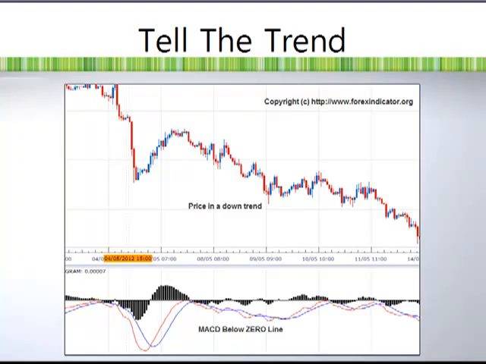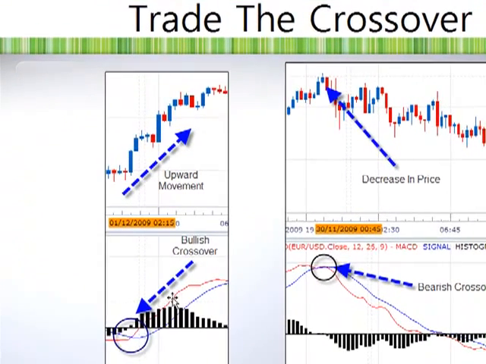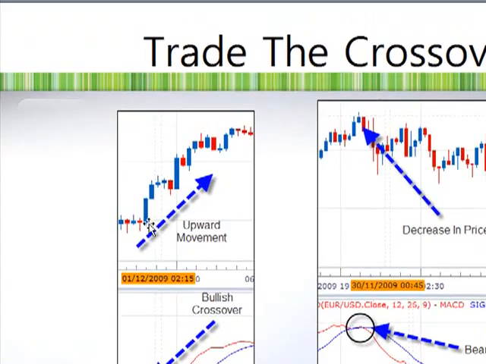Besides telling the trend, we could trade the MACD crossover. You can see here, with the MACD two lines, when the red line crosses above the blue line, it's called a bullish crossover. From this, it's telling us that the price is going to move up. You can see that after the crossover, the price starts to move up further and further. Simply from this, you can make some profit from the upward movement.